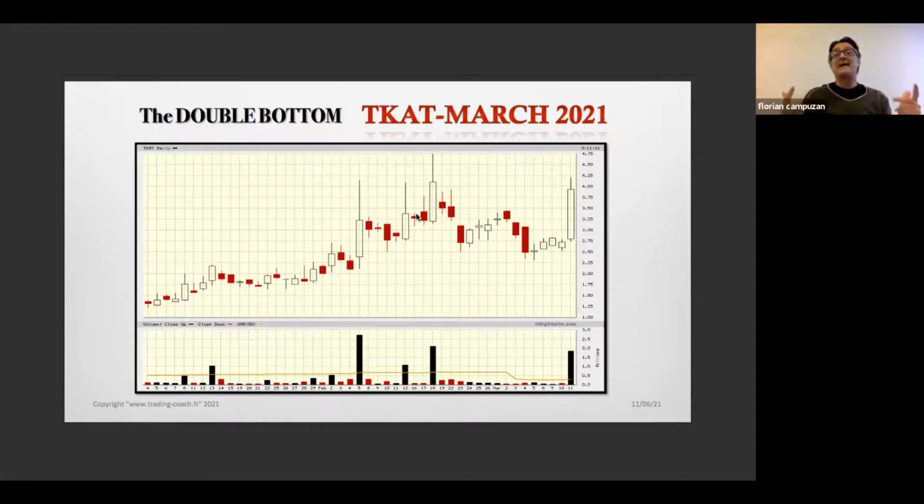close far from its highest level of the day. But this special day, curiously, the day of the breakout of the double bottom pattern, it closed near the high of the day. It means that until the closing bell, the bulls were the winners. So you have a better chance to stay on the stock or to enter the stock on this kind of bar than on this kind of bar.